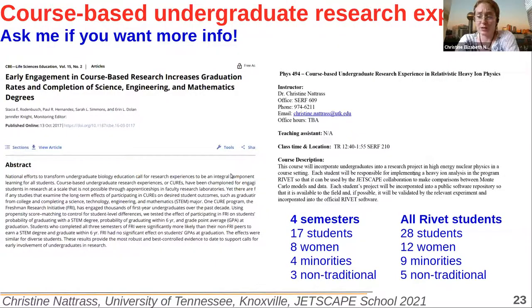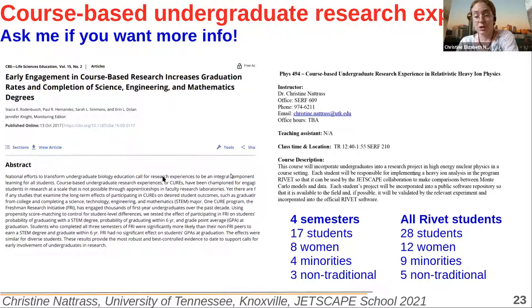So what I've been doing for the last four semesters is something called a course-based undergraduate research experience. And I have students enroll in a class, and at the end of the semester, they have a nearly functional RIVET analysis, although it only really worked well the last couple semesters. There's also a lot of pedagogical reasons for doing this. So we know that early engagement in research increases graduation rates and completion of degrees in the sciences. It also increases the diversity of your classes. What you're doing is lowering the threshold for participation in research.